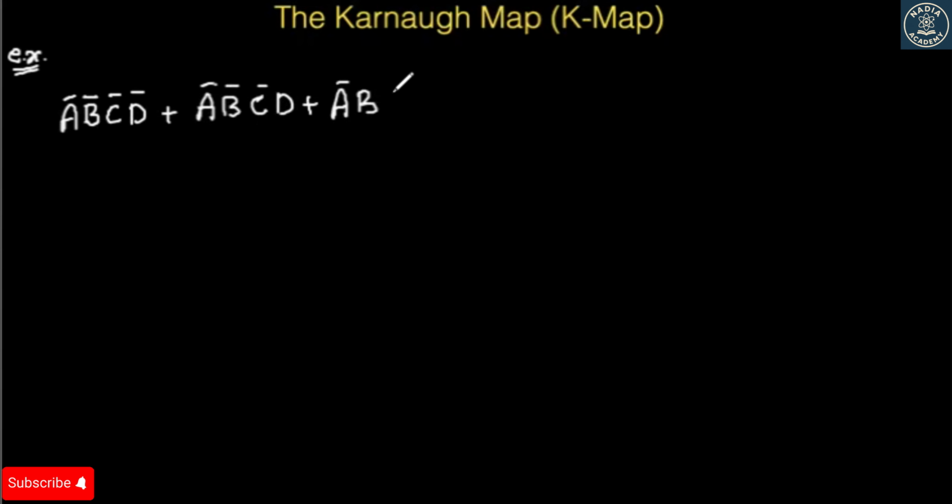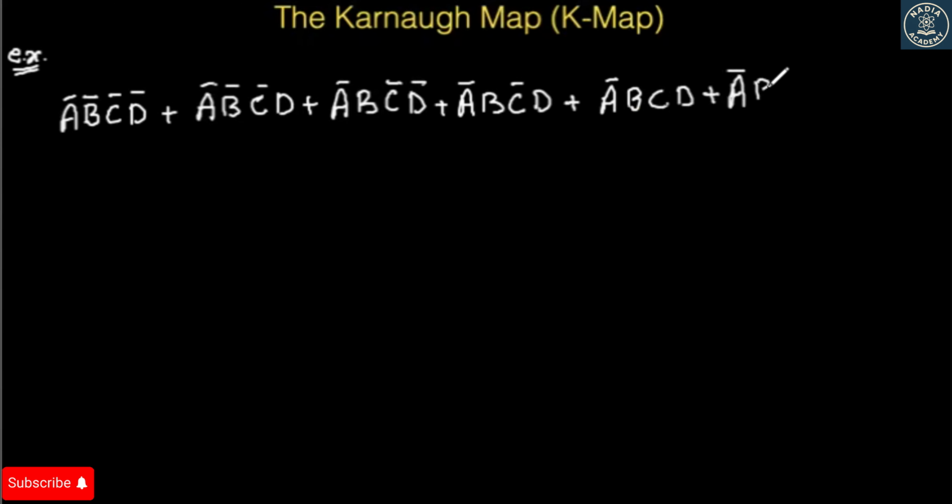Okay, now we have a Boolean expression which is written in SOP form, meaning sum of products, and that is A bar, B bar, C bar, D bar plus A bar, B bar, C bar, D plus A bar, B, C bar, D bar plus A bar, B, C bar, D. Now, plus A bar B, and we have C and D, plus A bar B and C D bar.